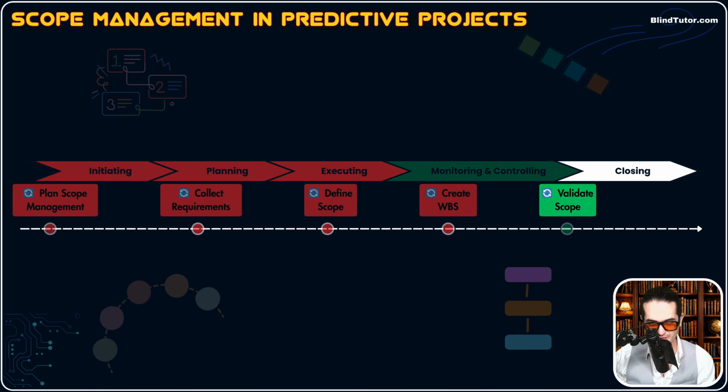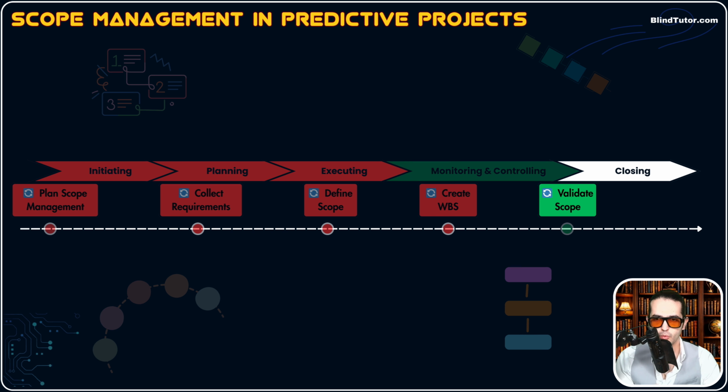To the next process of scope management in predictive projects, validate scope. Before getting into validate scope, let me clear things up for you. Those first four processes, plan scope management, collect requirements, define scope, and create WBS, were all done in the planning phase, initiating and then planning phase. Now, validate scope happens in monitoring and controlling.